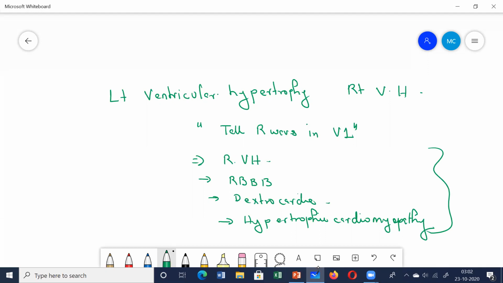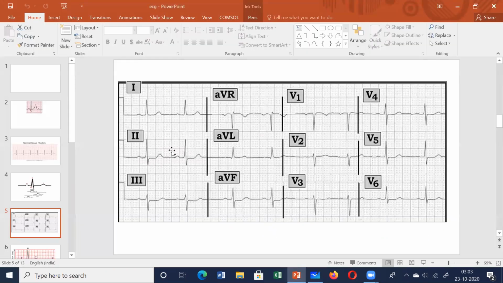So after talking about the QRS, let us talk about the ST segment. Just now we saw the ST segment. Which is the ST segment here? Remember, it is the small segment, usually the straight line which you can see. It is from the end of the QRS to the beginning of the T wave.